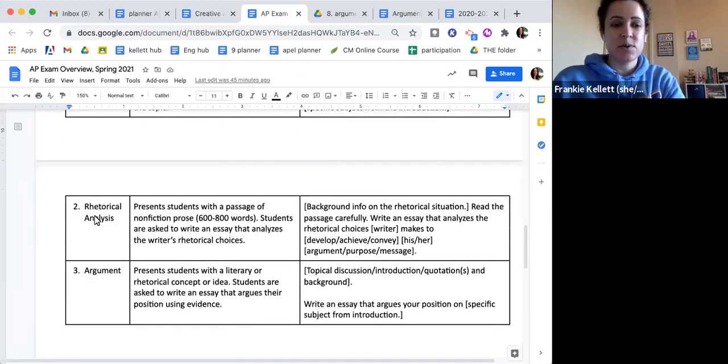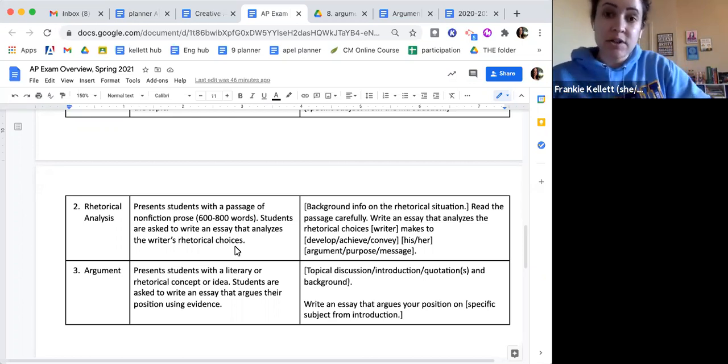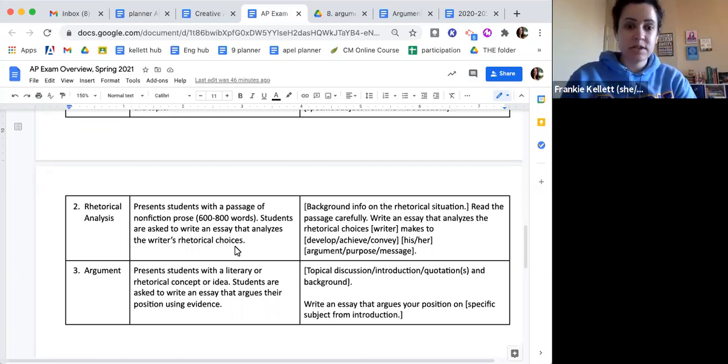The next essay is the rhetorical analysis essay. The rhetorical analysis essay presents students with a passage of nonfiction prose. So prose is just a fancy way of saying basically that it's not a poem, right? So it's just some kind of text. It's going to be a speech or an article or a letter probably. And it's 600 to 800 words. Again, it's nonfiction. Students are asked to write an essay that analyzes the writer's rhetorical choices. So you are saying, how does the writer achieve their argument or their point, and what choices do they make that help to achieve that point?